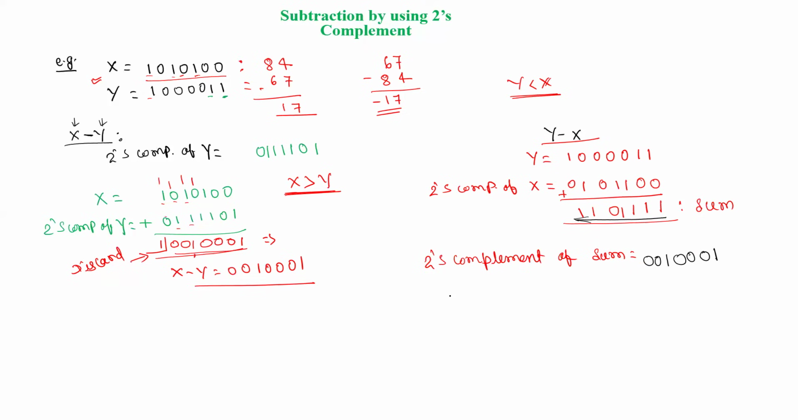So now we have y minus x. So what is y minus x? We have to add the negative sign: negative 0, 1, 0, 0, 0, 1. So we have to find the 2's complement of the sum, then add the negative sign. So that is going to be the actual value. Okay, this is how we have done the subtraction with the help of radix complement, that is the 2's complement.